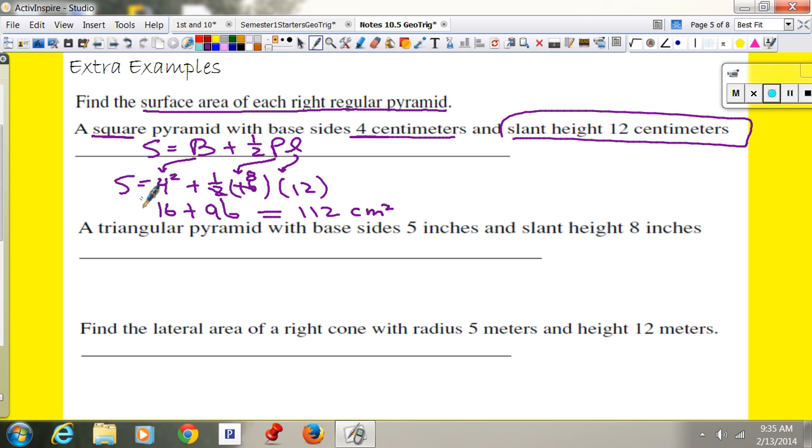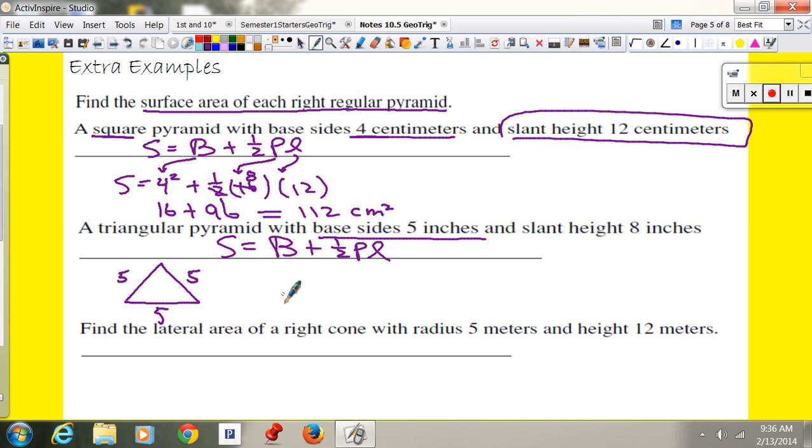A triangular pyramid. We're going to assume that the triangle is an equilateral triangle. So you got a triangle at the bottom, and you got 3 triangles that come up to the sides. Let me draw the triangle. It says they're all 5 inches. So we're going to draw an equilateral triangle where they're all 5s. And I'm going to rewrite my formula. Big B plus 1/2 perimeter times slant height. How do I find the area of my base?